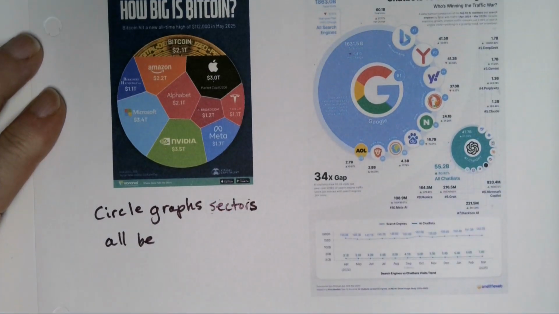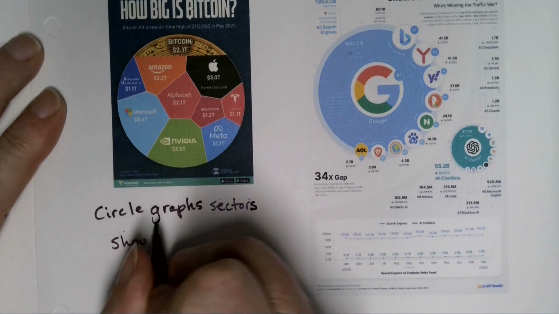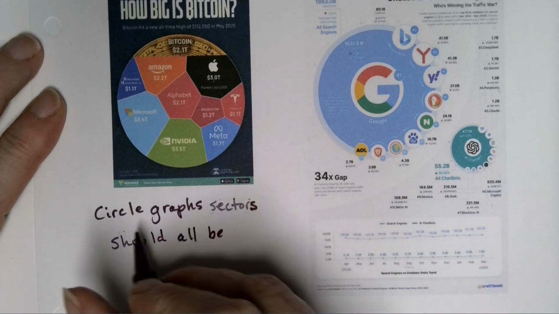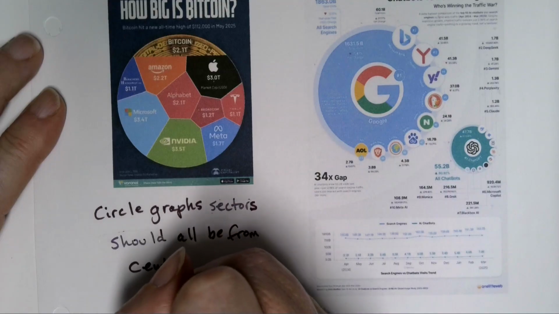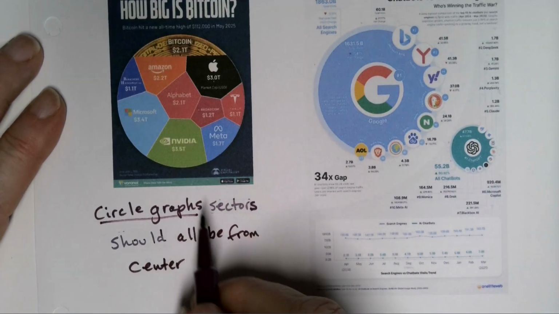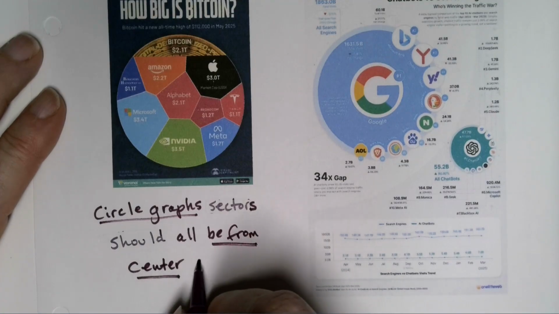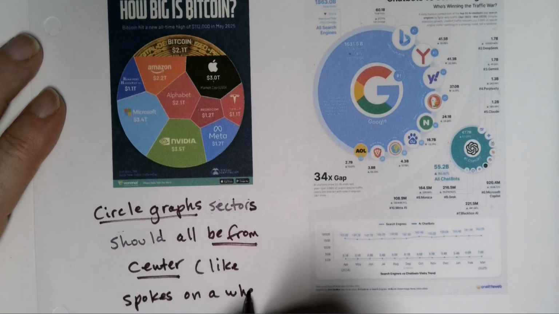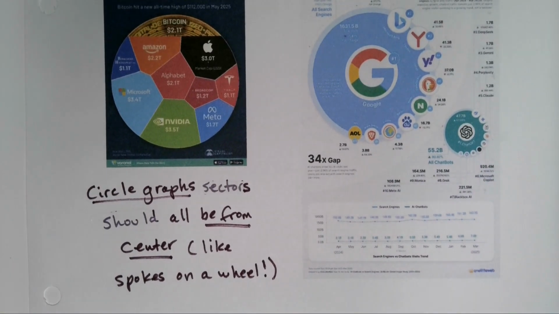So they should all be circle graph sectors, from the center for comparison. They should not be doing this soccer ball shape. They should look like spokes on a wheel for a pie chart, right? A circle graph pie chart should all be from the center, like spokes on a wheel. Or, if you will, pizza.